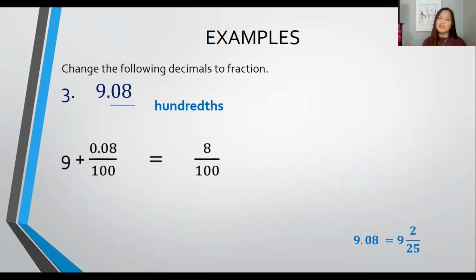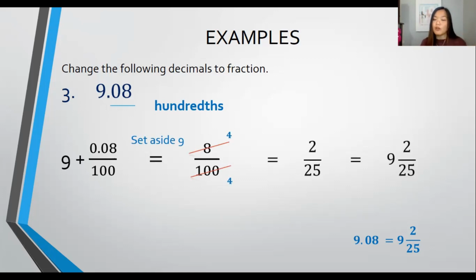And take note of that. Disregard the decimal and the whole number. So 9 plus 8 over 100. Set aside 9 first. And then simplify 8 over 100 by dividing by their GCF, which is 4, and you got 2 over 25. And now, put back 9, so your answer is 9 and 2 over 25. That is why my answer became that, the one in blue below.